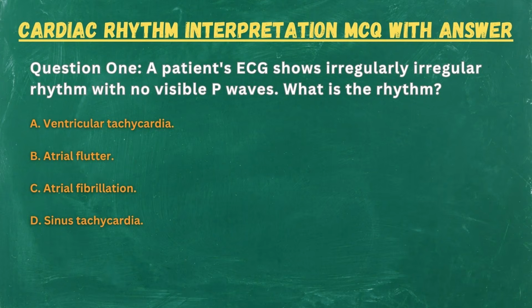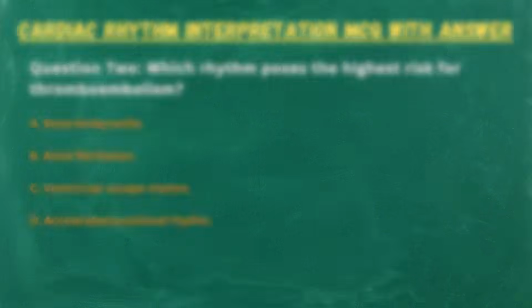Question 1. A patient's ECG shows irregular rhythm with no visible P waves. What is the rhythm? A. Ventricular tachycardia. B. Atrial flutter. C. Atrial fibrillation. D. Sinus tachycardia. Answer: C. Atrial fibrillation.